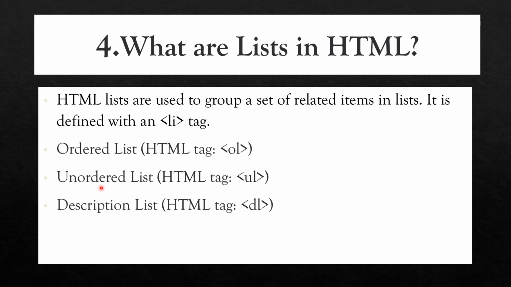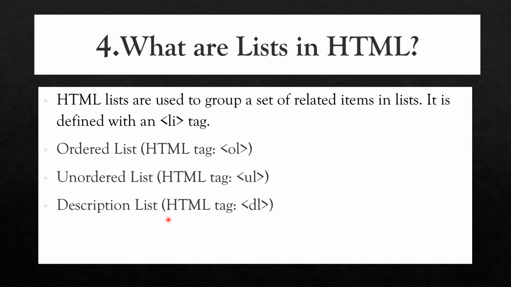And for the unordered list, the tag used is UL. UL means unordered list. The list items will be marked with bullets, for example circle or square, like this.